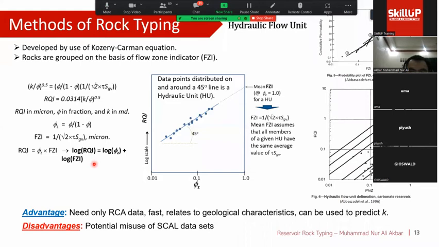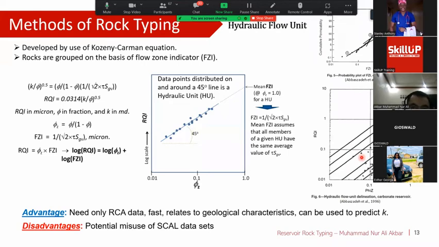And from here, the hydraulic flow unit makes really good groupings. It is a really good tool to predict the permeability by using routine core analysis data. But the problem is when we try to use the hydraulic flow unit for the saturation distribution, it creates potential misuse, especially for carbonate reservoirs. So that's why this method should be taken carefully when we try to create the saturation height model based on the rock typing from the hydraulic flow unit.